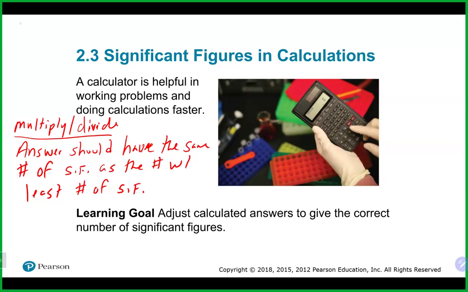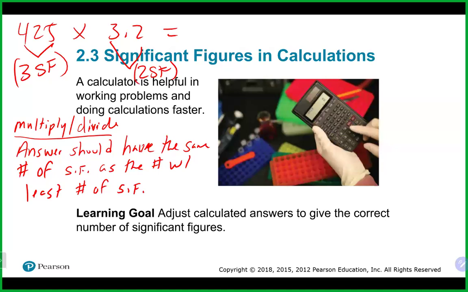So if I took 425 and I times it by 3.2, when I look at this, I am multiplying, which means this number has 3 significant figures. This number here has 2 significant figures. That means my answer should have 2 significant figures. So again, it is always the number with the least. So if I pop that into my calculator, 425 times 3.2, this is what it spits out at you: 1, 3, 6, 0.